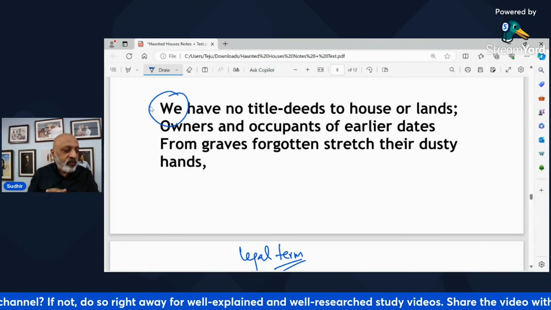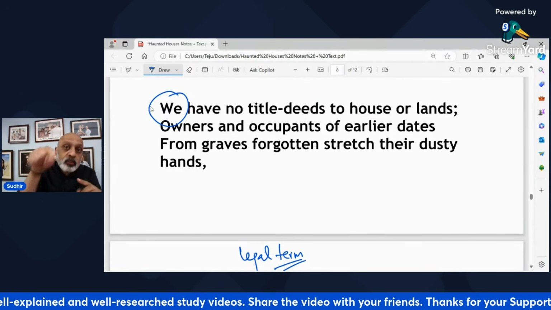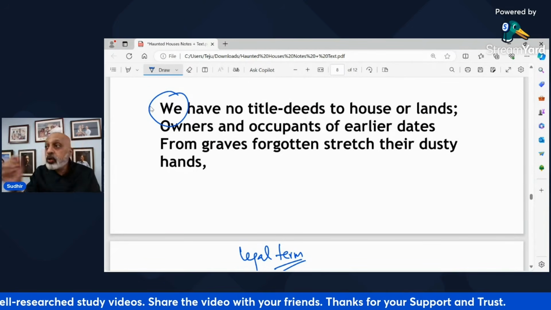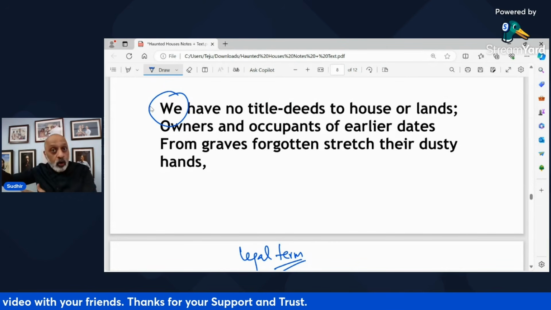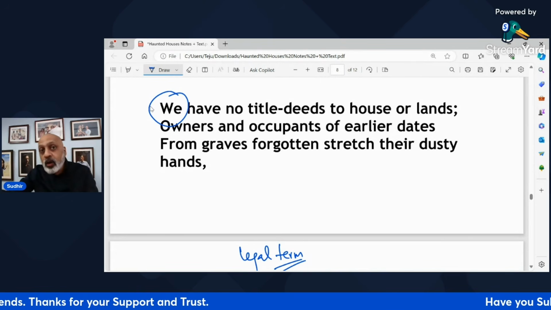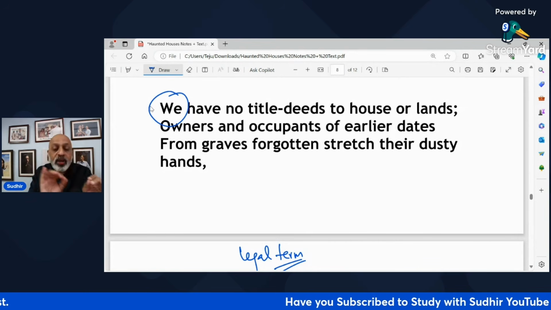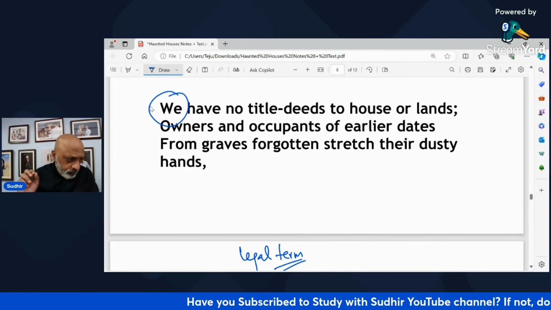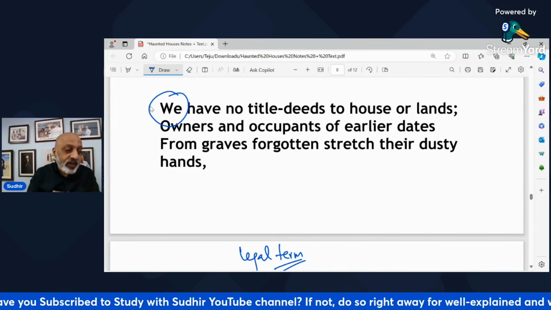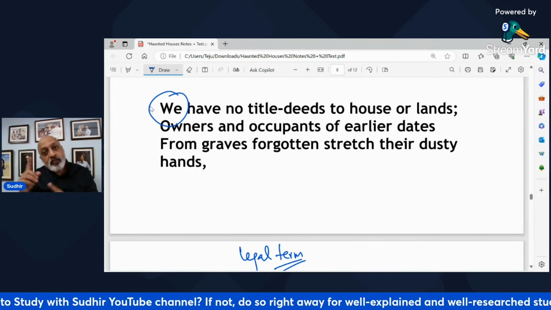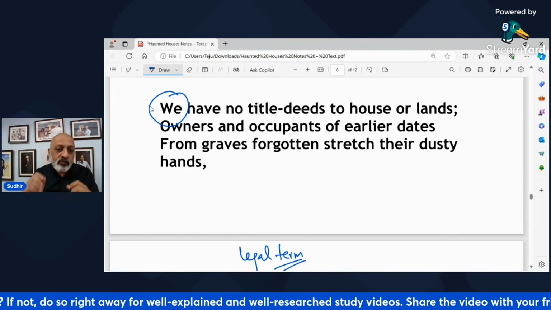So the statement conveys that the ghosts, in spite of being the former occupants of that particular house, don't hold any kind of legal ownership anymore because they're dead and gone. They don't hold legal ownership of that house is what is being conveyed through the words we have no title deeds. The second line, owners and occupants of earlier dates, clarifies that they are the past owners and occupants of that particular house.